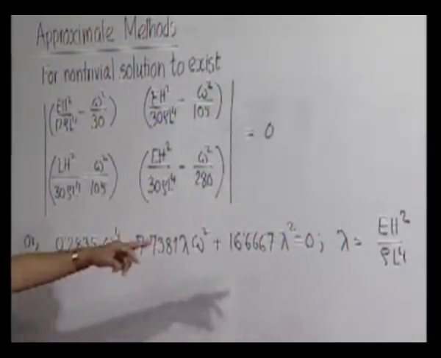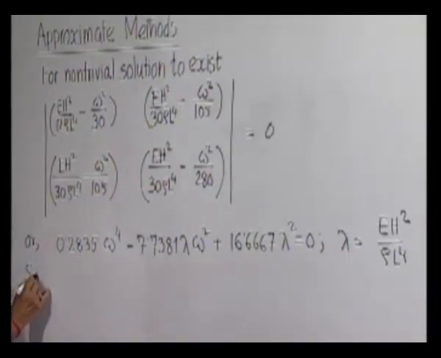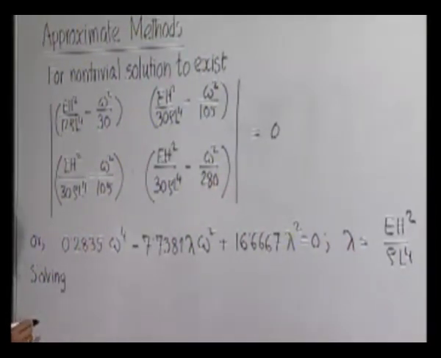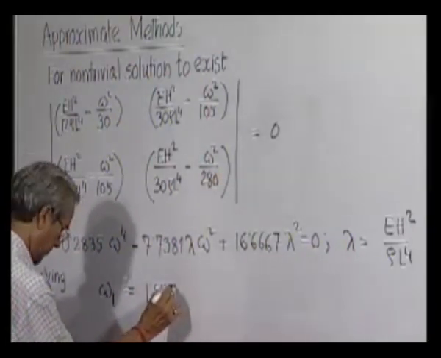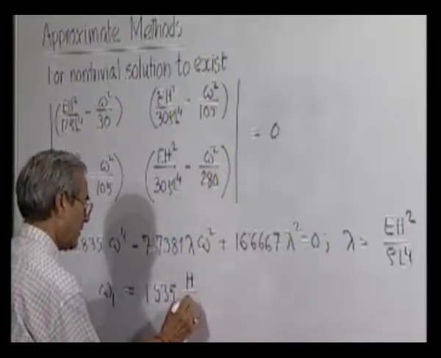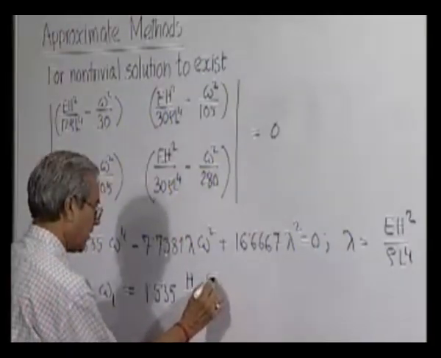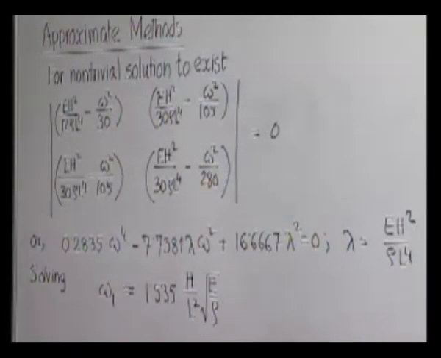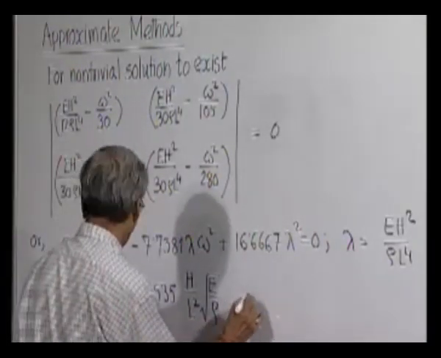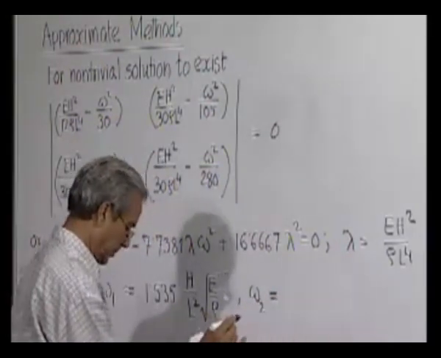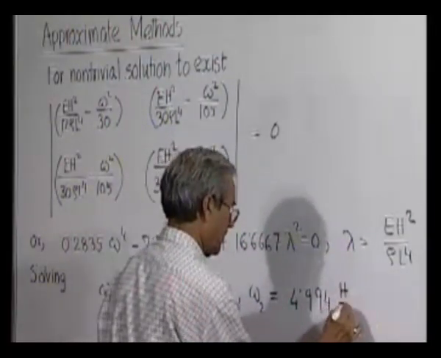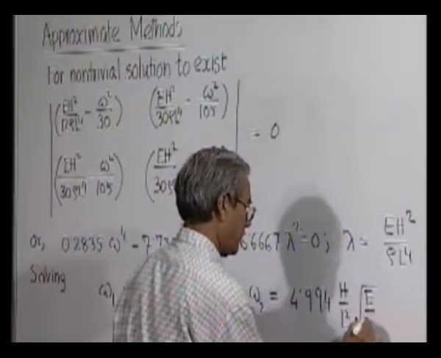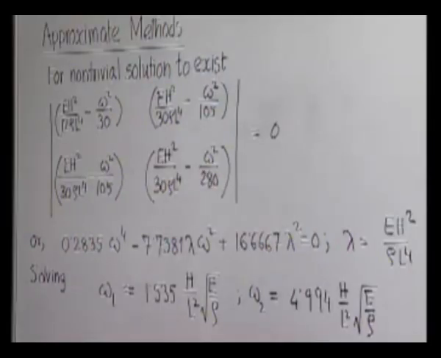Lambda is just a short form, where lambda is equal to this. Solving this equation, we get two values of omega square, and one value is omega 1 is equal to this, the first mode frequency, and omega 2 will be this. We get the second mode frequency also, which is approximately 5.